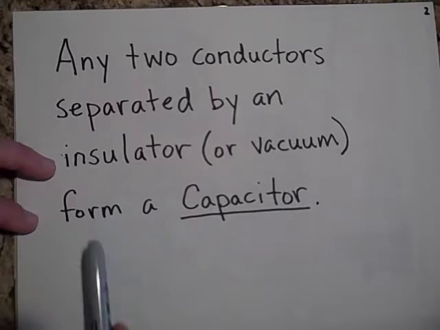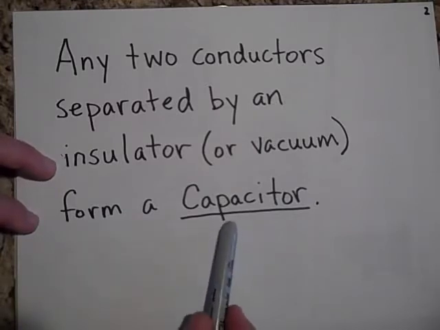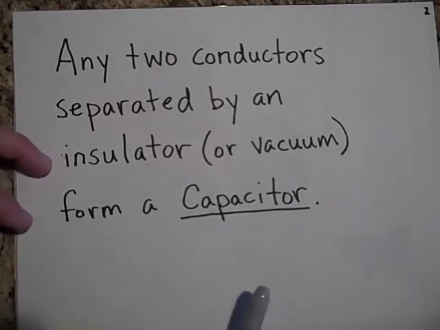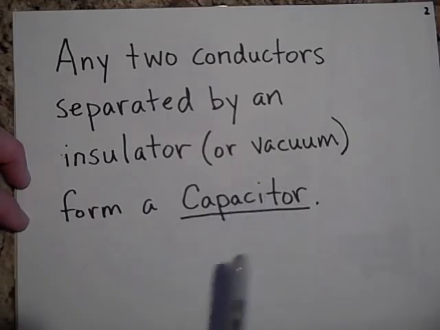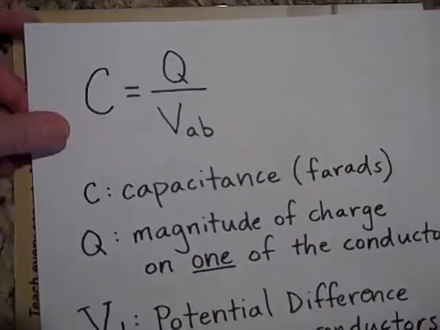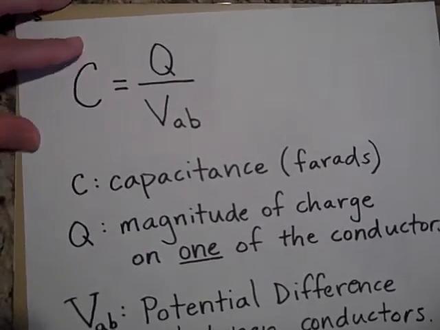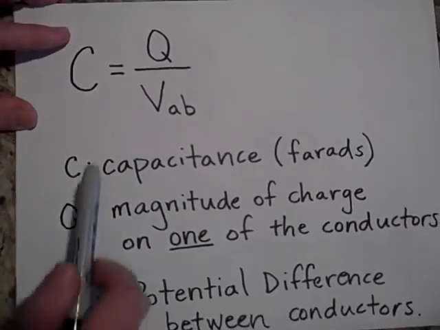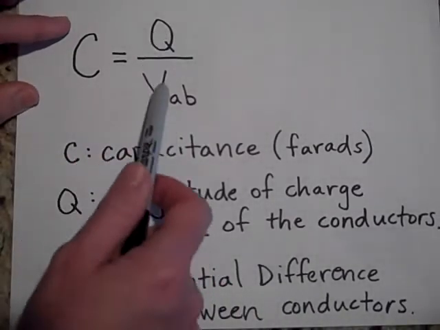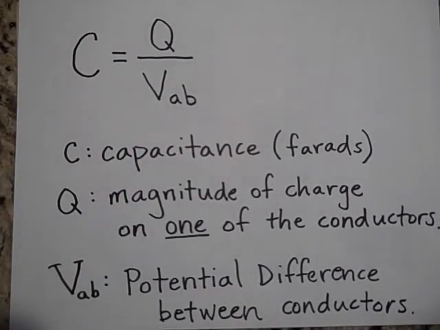The insulator could even just be a vacuum. They form a capacitor. So whenever you have a conductor and then an insulator and then another conductor and the charge isn't allowed to go from the one to the other, we say we have a capacitor. The definition of capacitance then is going to be just how much charge you have on each of the conductors divided by the voltage between the conductors.